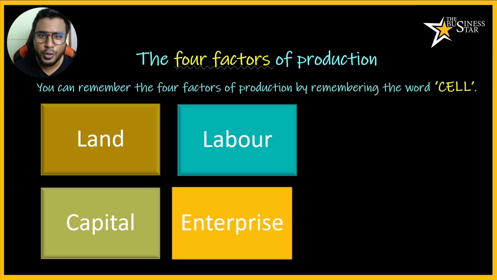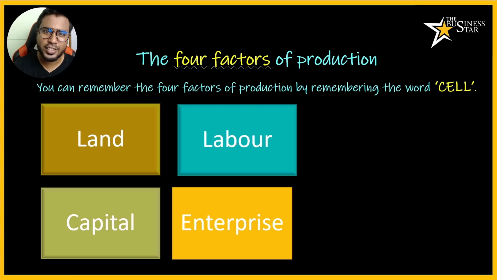So basically there are 4 factors of production, okay? So what does factors mean and what does production mean? In order for us to produce something, we need certain things, right? So basically we need 4 things to produce something. And what does production mean? Production means producing something, or converting something from an input to an output.